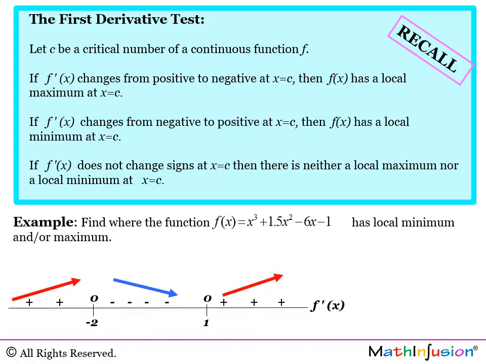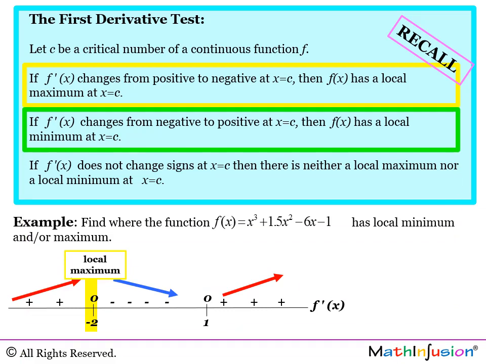We saw this example, and now let's see if you can observe that at x equals -2, the first derivative changes from positive to negative, and we conclude that there is a local maximum at x equals -2. Here we have a change of the first derivative from negative to positive, and indeed we have a local minimum at x equals 1.